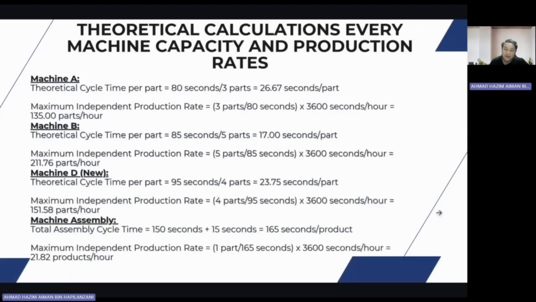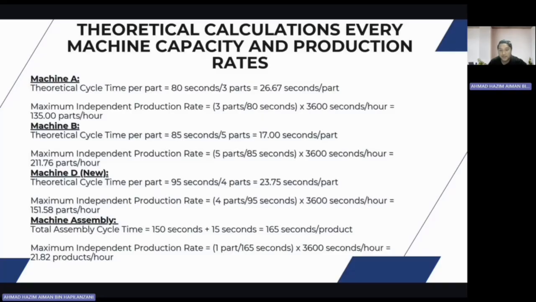Before that, we have to make a theoretical calculation for cycle time and production rate for each machine. To calculate cycle time, we are going to use the process time and also the total number of units produced. For example, in machine A, the process time is 80 seconds and the number of units produced is 3 parts. So we got 80 seconds divided by 3, and we have 26.67 seconds per part as a cycle time.